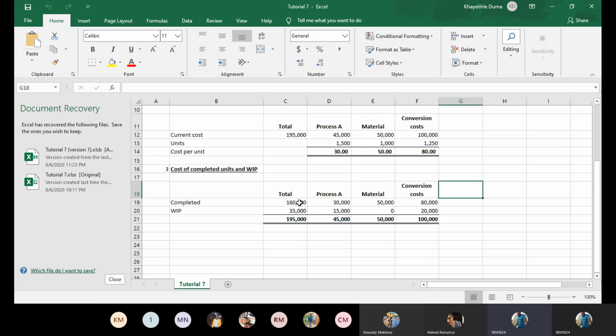160. All right, guys. Okay, the completed units. Now I understand. Total. Okay, process A, we call that the unit amount is 30, right? And then we call that okay.